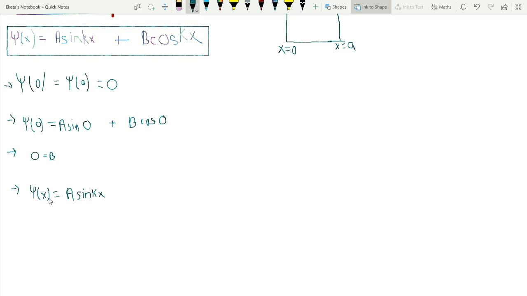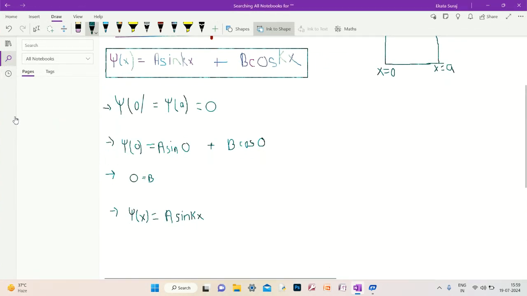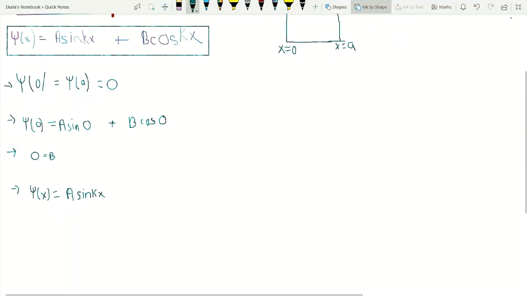These two quantities are very different from each other. So now if we move down to some other equations, after doing some more calculations, what we will get is that we are going to apply the second boundary condition for this particular wave function, that it has to be 0 when it is at a.